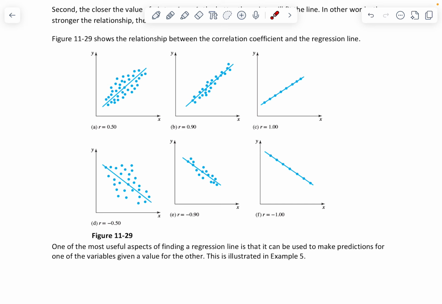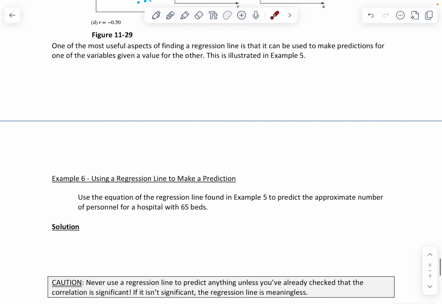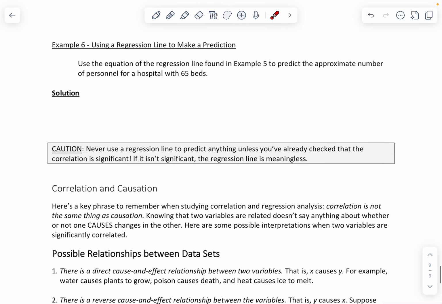Now, one of the most useful aspects of finding a regression line is that it can be used to make predictions for one of the variables given a value for the other. This is illustrated in our next example. Use the equation of the regression line found in example 5 to predict the approximate number of personnel for a hospital with 65 beds. So my equation was y equals 20.120 plus 2.7077 times x.